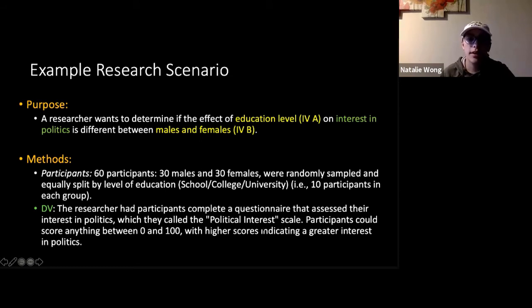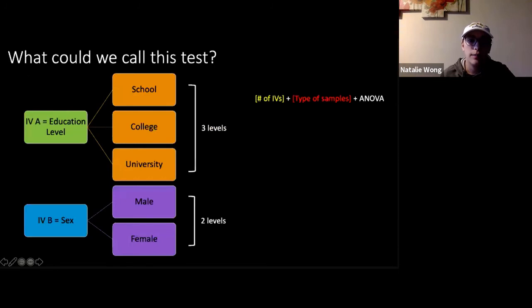To figure out what political interest was, they used a scale, which provided a score. Higher scores indicated greater interest in politics. So this is generally how I'll present information to you guys for two-way ANOVAs. And just to give you an example of what we would call the test or different naming conventions that we could use.